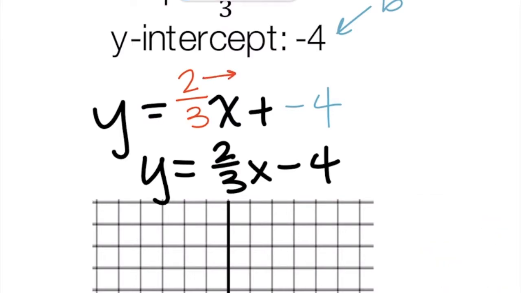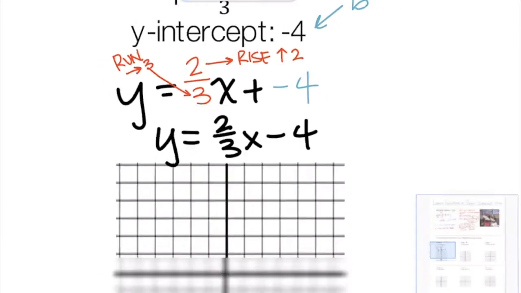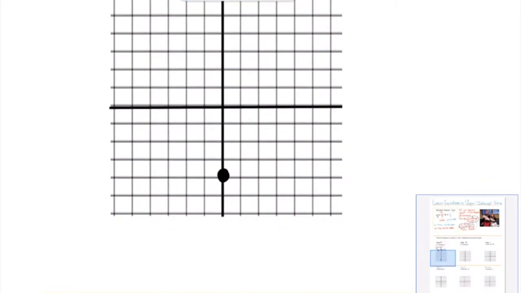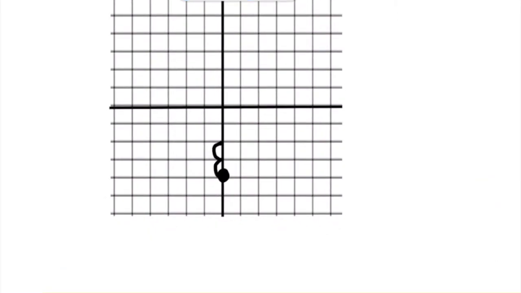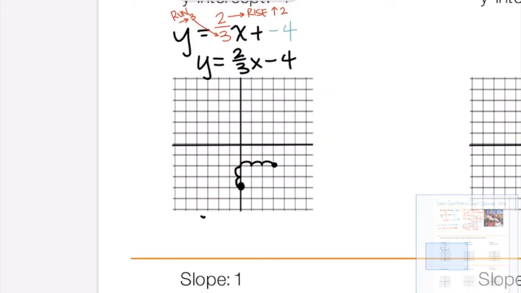So this is your rise. What we're going to do is go up 2, and then the 3 is your run. Notice both of those numbers are positive. So we're going to go right 3 for the run and up 2 for the rise. So from the y-intercept, we're going to go up 2 and right 1, 2, 3, and then we can connect our dots with a line.